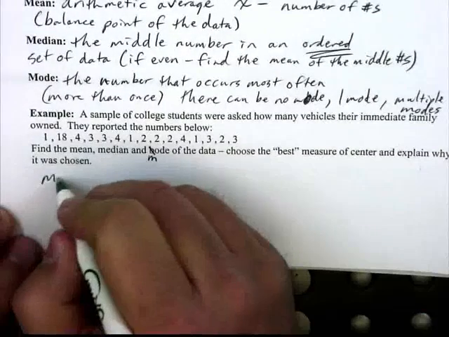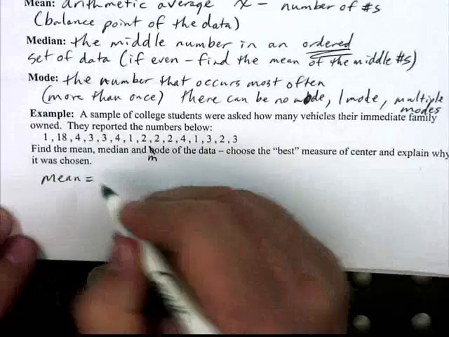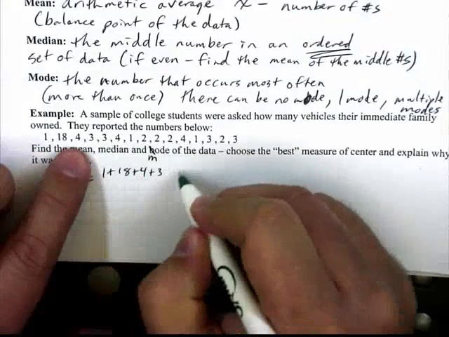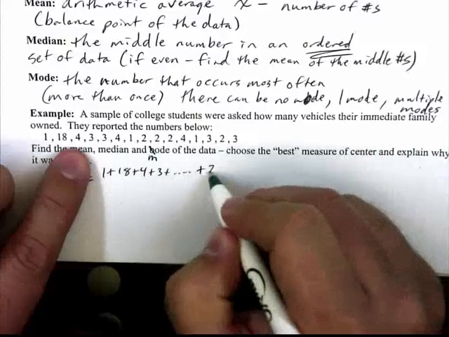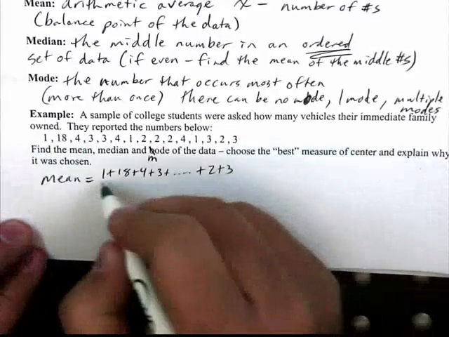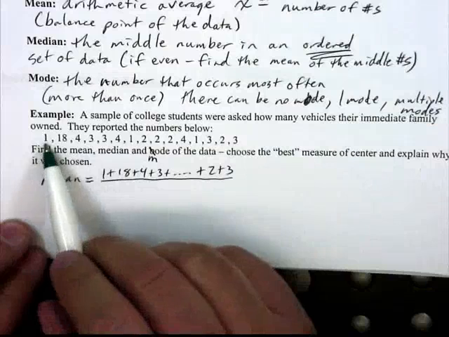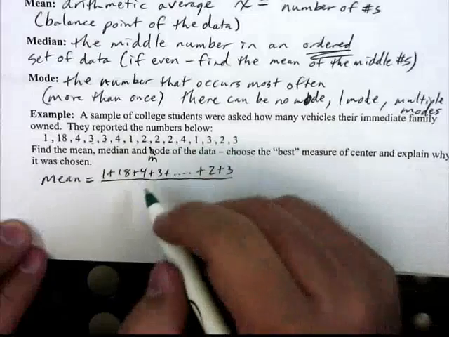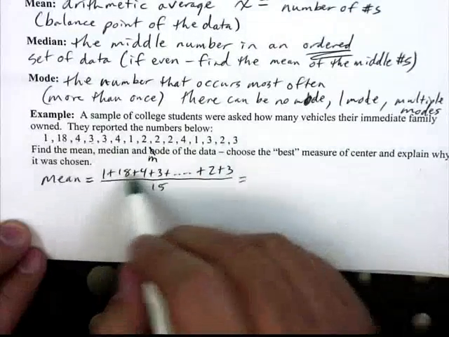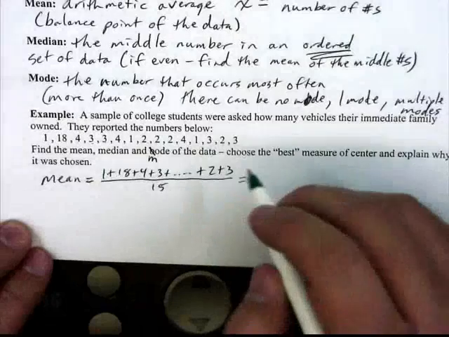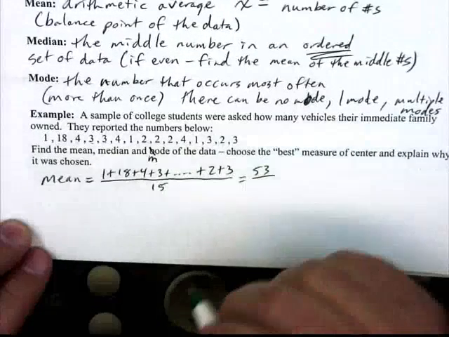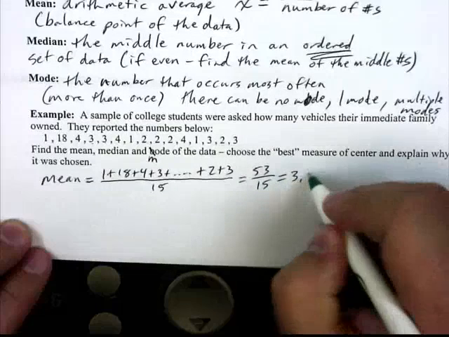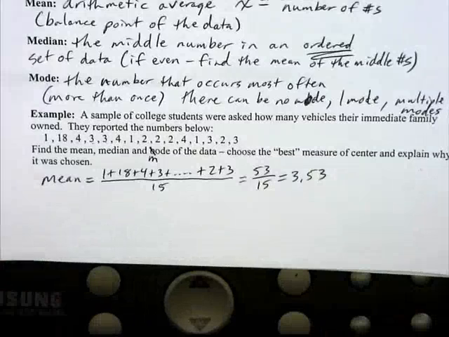So let's start off with the mean. Remember, the mean is the sum of all the data, so we would take 1 plus 18 plus 4 plus 3 plus, and so on, all the way down to plus 2 plus 3, and we would divide it by how many data points there are. 1, 2, 3, 4, 5, 6, 7, 8, 9, 10, 11, 12, 13, 14, 15. So if we add all those up, I did that, and I got 53, and I have 15 numbers, so when I divide that out, I get a mean of 3.53.